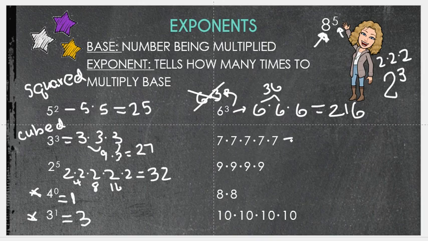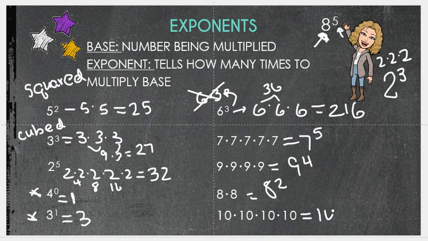Okay, then once we have this in expanded form, we can convert the expanded form back to the exponential form. So we have 1, 2, 3, 4, 5 sevens, 7 to the 5th power. 1, 2, 3, 4 nines, 9 to the 4th power. And 2 8s gives us 8 squared. This is 10 to the 4th power.